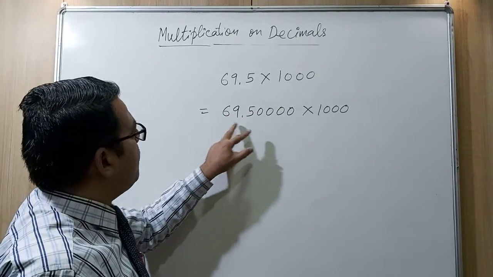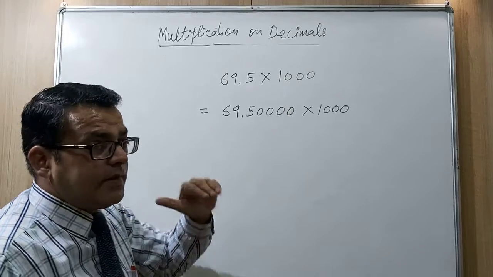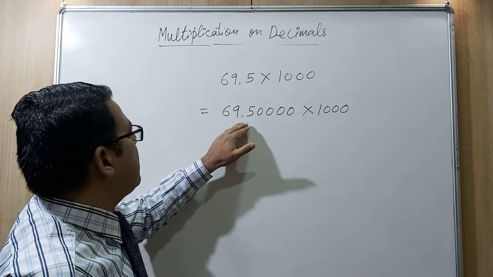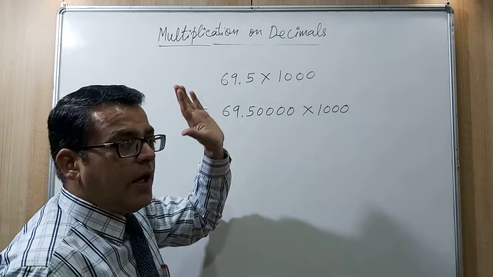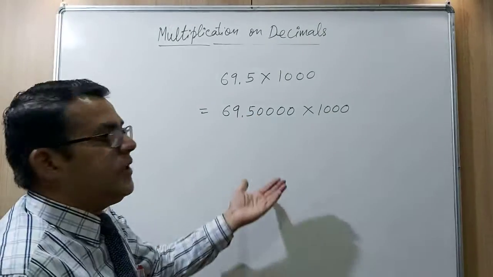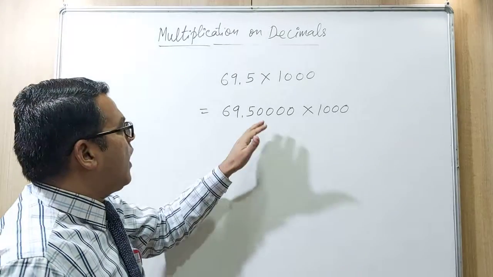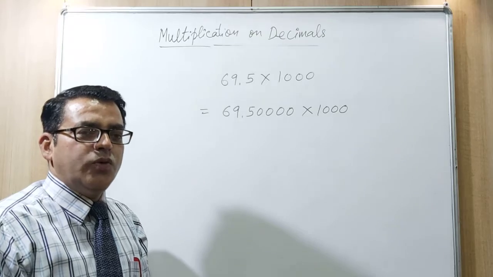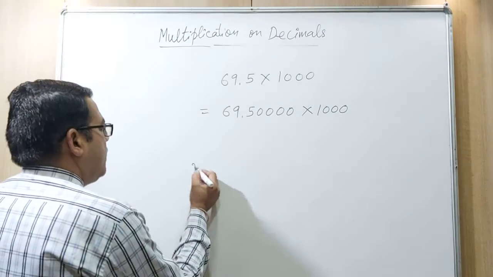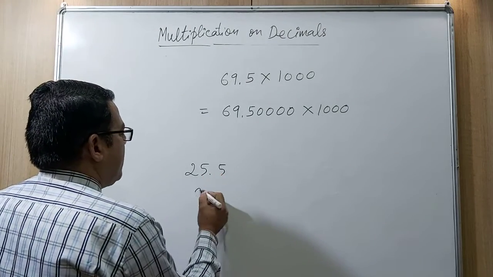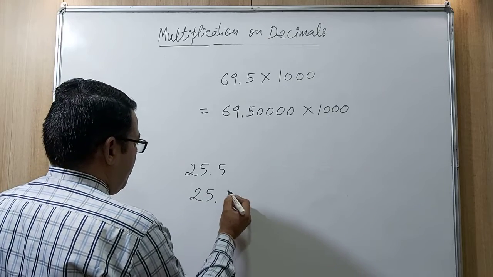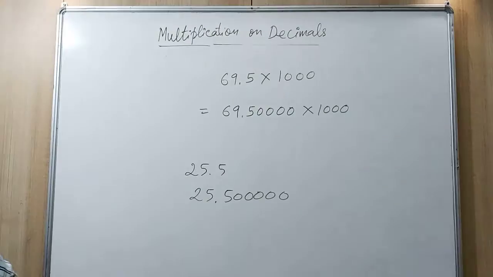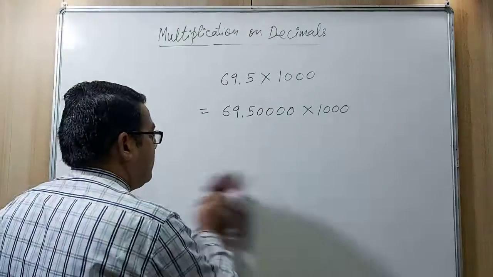The meaning of this one and this one is the same. It means we can write 69.5 as 69.5000. You can add as many zeros as you want. So I have added 4 zeros here. We can add any number of zeros. This is the rule of decimals also. Suppose 25.5 is written there, we can write it as 25.5 and then add so many zeros. The meaning doesn't change. Hope you understand this one.